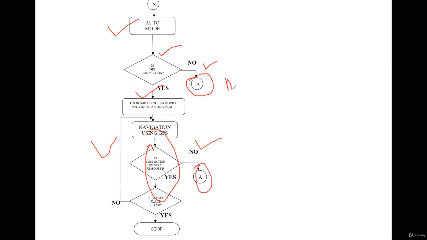Now this A, capital A, is basically the auto mode. You might have seen this A in the first slide also. Okay. And if the target place is reached, it is going to stop. So you can see there's a continuation of this flowchart. Let's go to the next one.